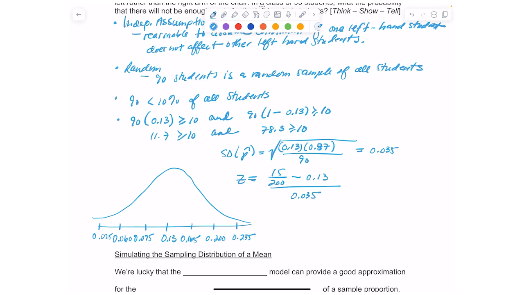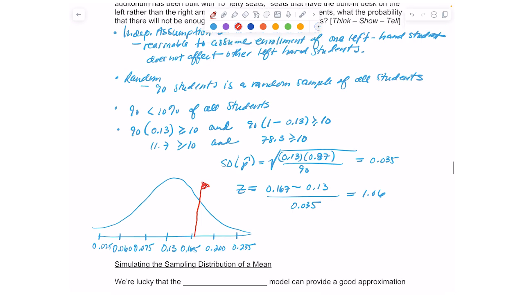Okay, and you can always change 15 over 200 to a decimal. So 15 divided by 200 gives me 0.167. So we can put that here in place of that. But I just want to make sure everybody knew where that was coming from. And then when you do the math, you get 1.06. So that means that 0.167 is a little bit over 1 standard deviation above the mean.